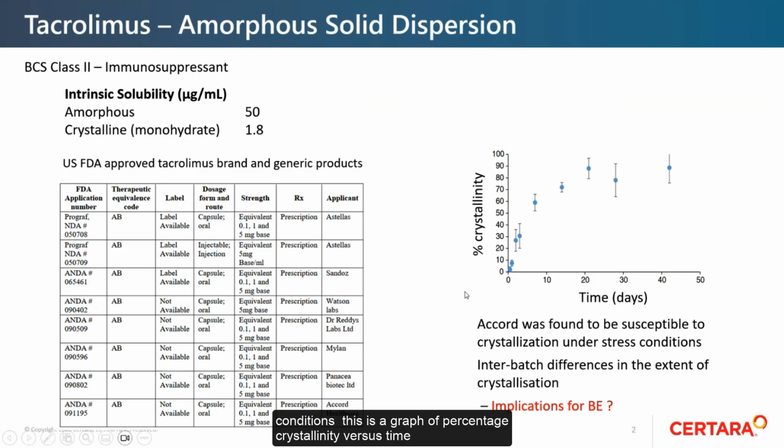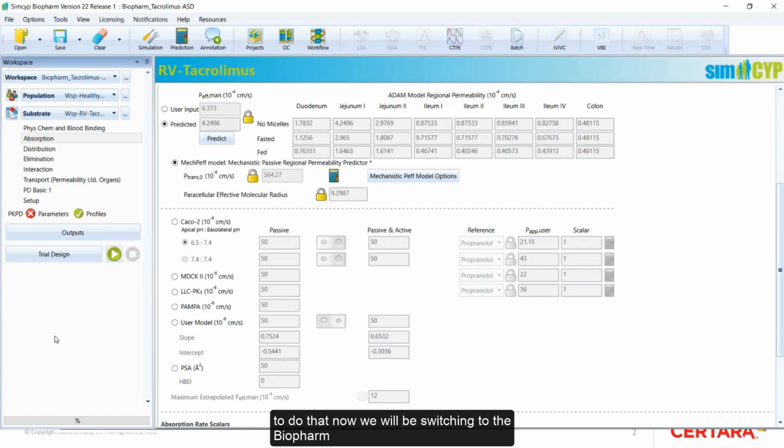This is a graph of percentage crystallinity versus time at accelerated conditions. So as you can see, with time, the percentage crystallinity of the drug product is increasing. So in this particular demo, we will try to predict at what percentage of crystallinity the drug would be equivalent to the reference formulation. To do that, now we will be switching to the Biopharm software.